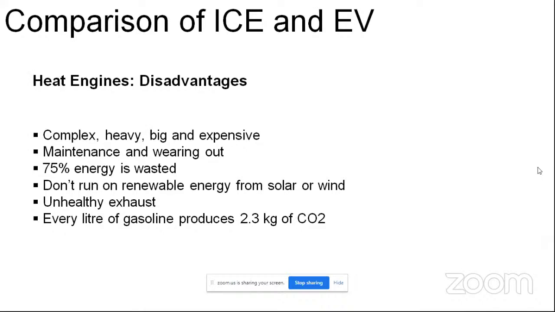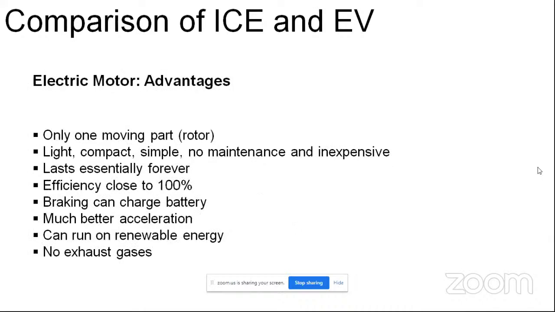Now, what are the advantages of an electric vehicle? In an electric vehicle, the major part which rotates the vehicle is the electric motor. Here I will be telling you some advantages of the electric motor. First, it has only one moving part, only one rotor, no extra moving part. So there is very little chance of wear and tear. They are also very light, compact, simple, no maintenance, and inexpensive.